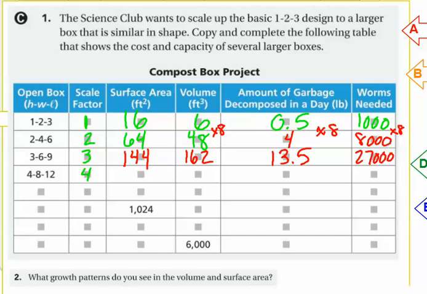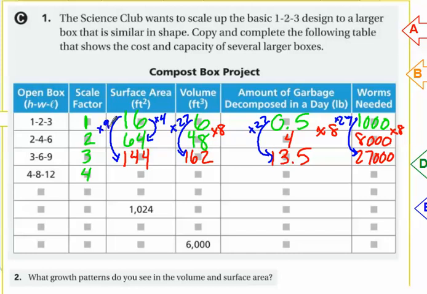Now here's where the rule is able to come in. And so as I think about how did I get to different places? Well, from 16 to 64, I multiplied by 4. From 16 to 144, I multiplied by 9.